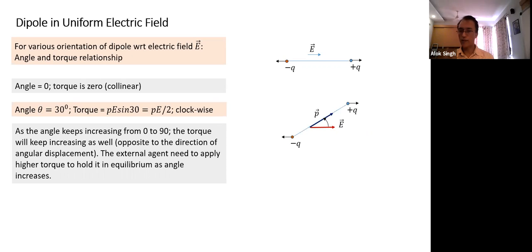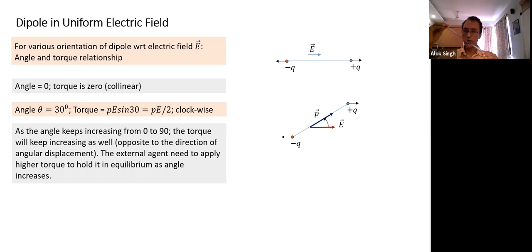As the dipole keeps rotating, if you have to hold the dipole at a larger angle, it is harder, and at a smaller angle it is easier to hold the dipole at that angle.